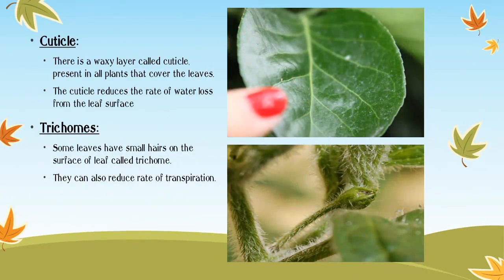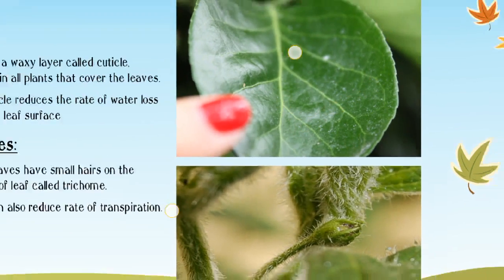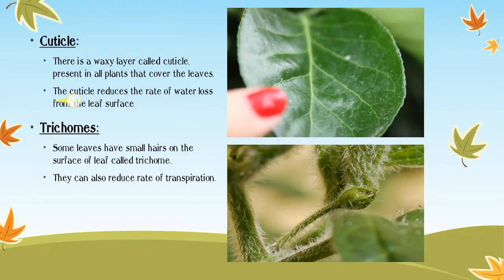Then, cuticle. There is a waxy layer called the cuticle present in all plants that covers the leaf. In this diagram, you can see a waxy layer that is present on the surface of the leaf. This layer is called the cuticle. The cuticle reduces the rate of water loss from the leaf surface.